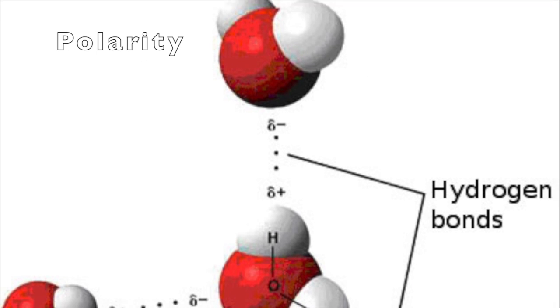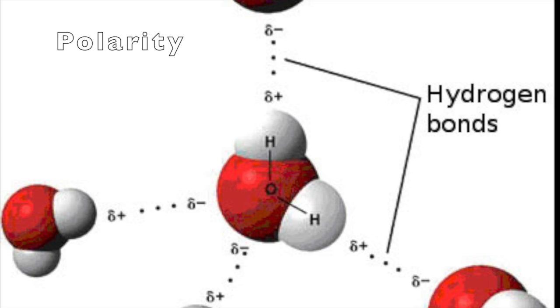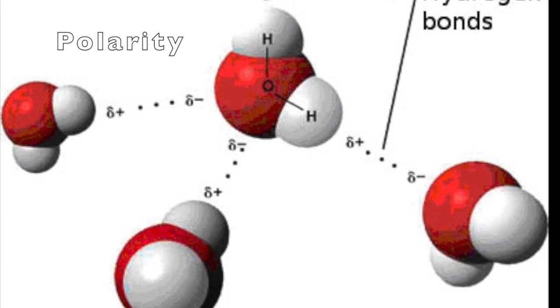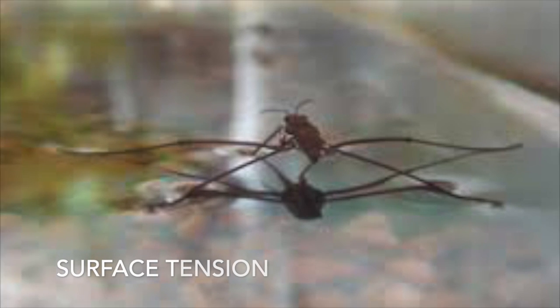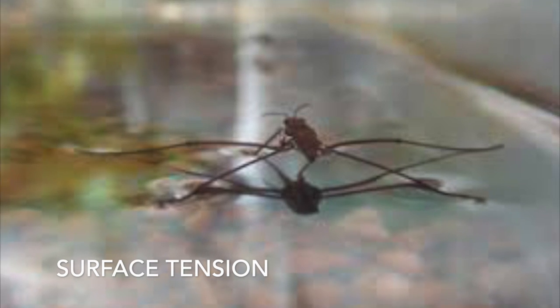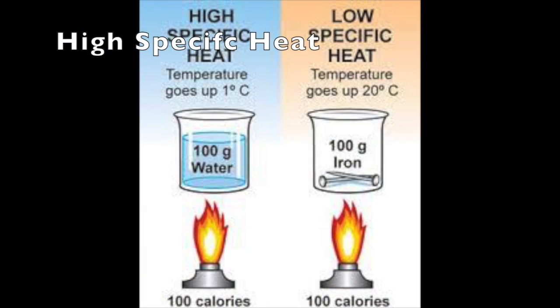Next up would be polarity. Water is made up of slightly negative oxygen atoms and slightly positive hydrogen atoms. These opposite charges help water molecules stay together with hydrogen bonds. Cohesion holds water molecules together to create surface tension in water. This makes it so that very small or light bugs can run across water.